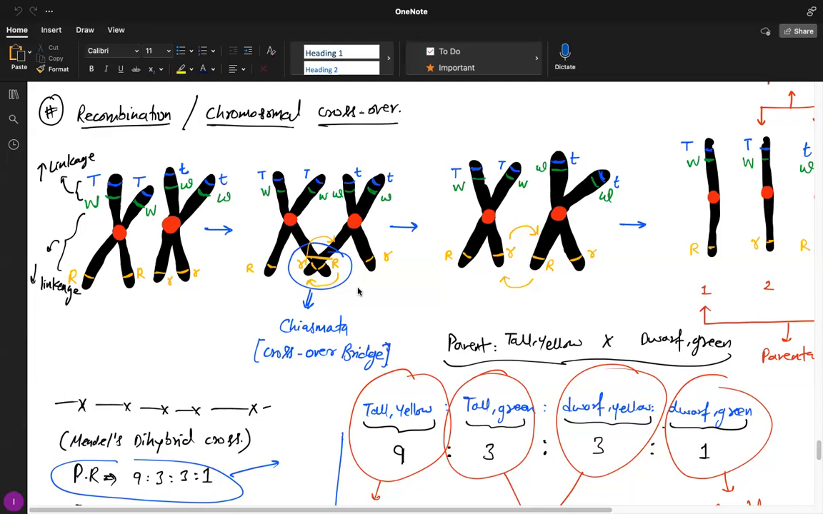They both are crossing over. Yes. Two sister chromatids are crossing over or two non-sister chromatids are crossing over? Non-sister chromatids are crossing over, right? And as a result of the crossing over, what will happen? The allele pairs will be exchanged, right?